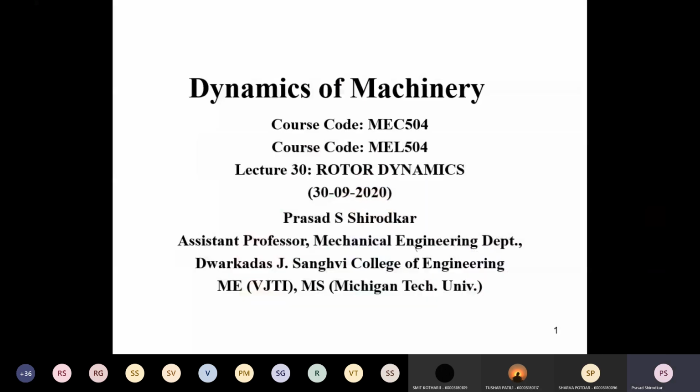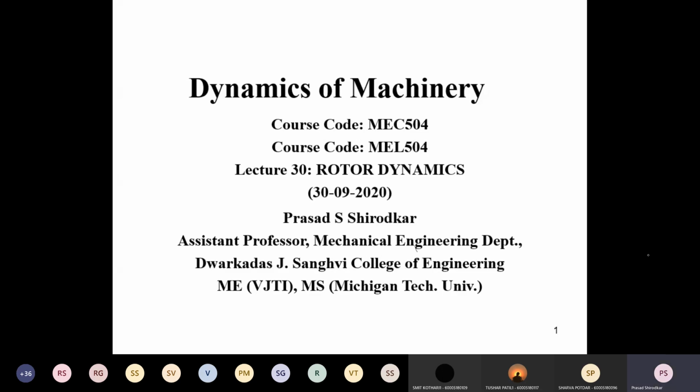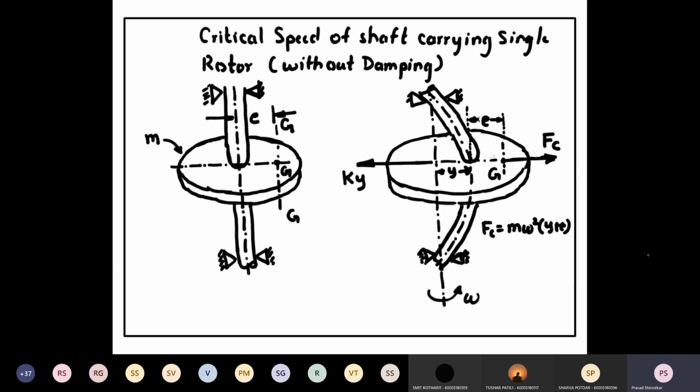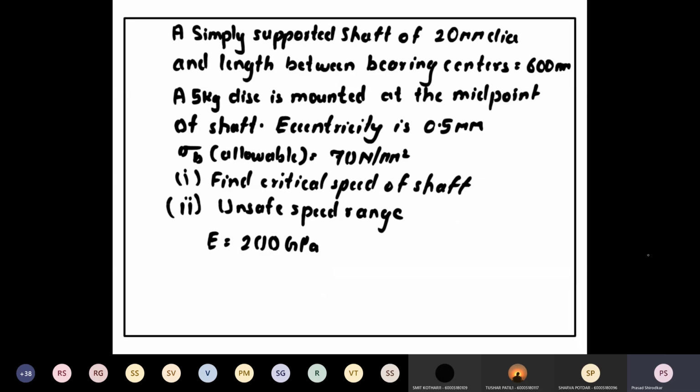All right, let's get started. So we started with rotor dynamics yesterday, and we discussed the critical speed, the speed at which the shaft starts to vibrate violently in a direction perpendicular to the axis of the shaft. That is called the critical speed. And we did the derivation for a vertically loaded rotor without damping. Right? And then we derived the equation for deflection of the shaft in terms of forcing frequency and the critical speed.